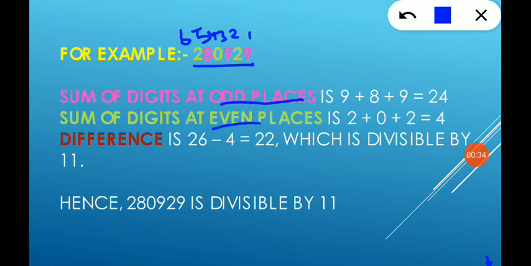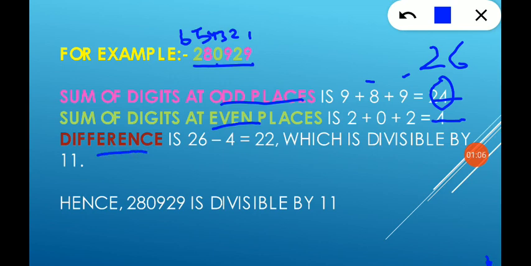So we will add the digits at odd places. The odd place digits are 8, 9, 9. So the sum of 9, 9 and 8 is equal to 26. Then even place digits. Even place digits are 2, 0, 2. So we will add and we will get 4. Sorry, it is not 24, it is 26. Sorry for all the typing mistakes. I will try to minimize them in the next classes.